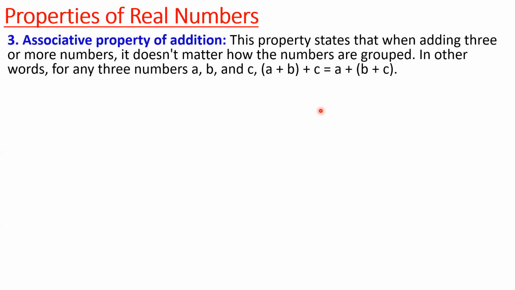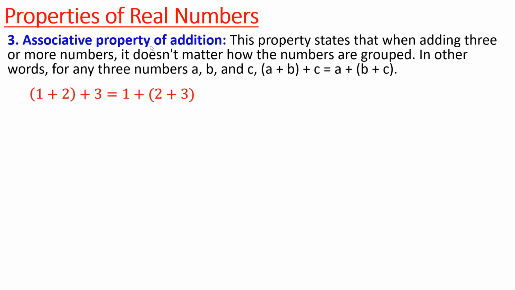Associative property of addition. This property states that when adding 3 or more numbers, it doesn't matter how the numbers are grouped. In other words, for any 3 numbers A, B, and C, A plus (B plus C) equals (A plus B) plus C. Very good. Thank you for reading. Aliana, can you read the associative property of addition for me, please?